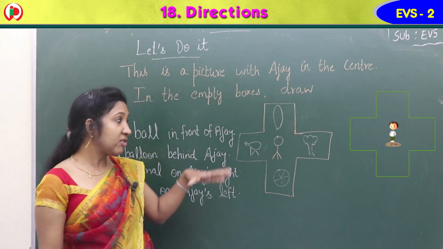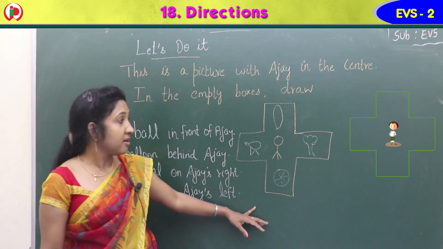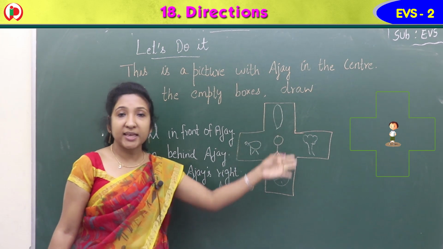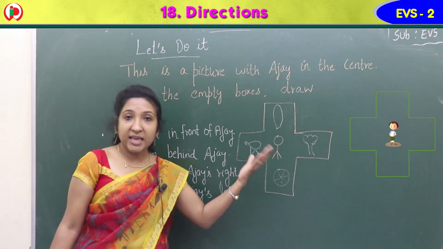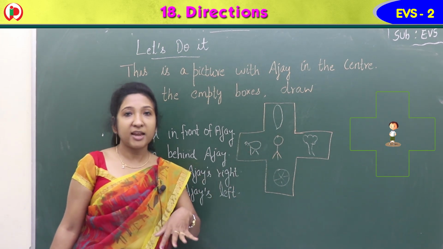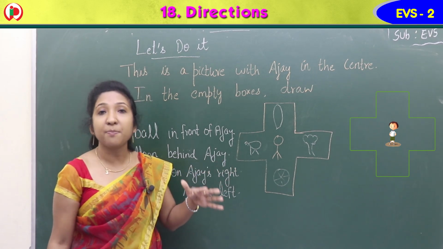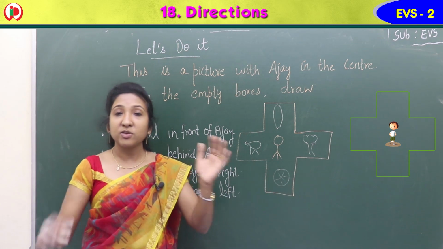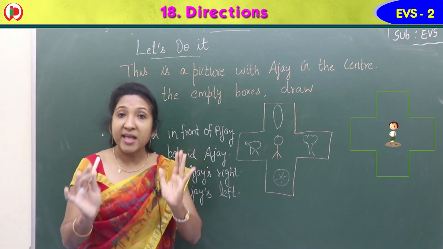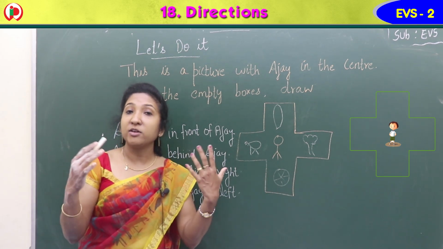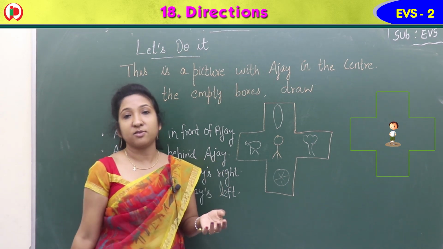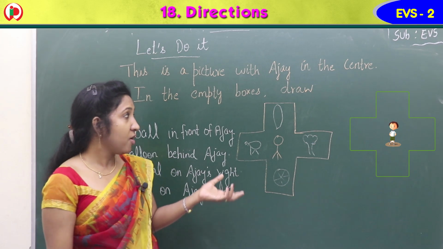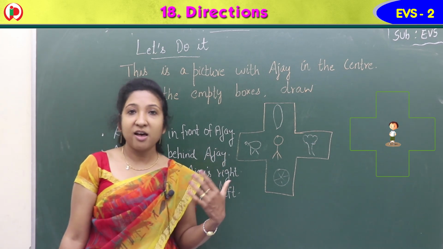So children, try to do this exercise. In the workbook there is space given or boxes are given. Behind Ajay, in front of Ajay, left and right side of Ajay, you have to draw some pictures like ball, balloon, animal and tree. So nicely with your pencil draw, and if you want to color you can color it also, according to your wish, your choice. So try to do this in the workbook.